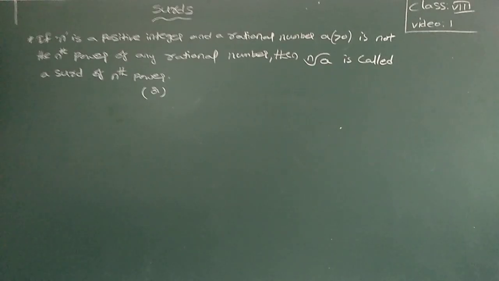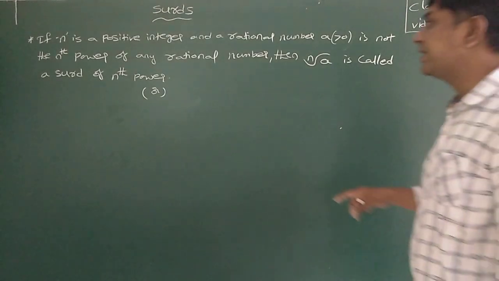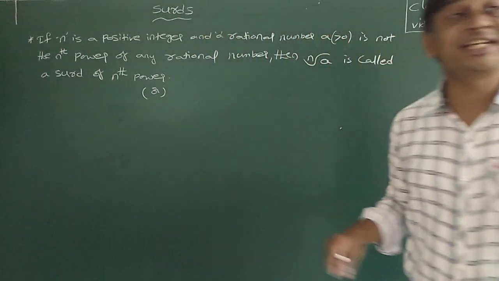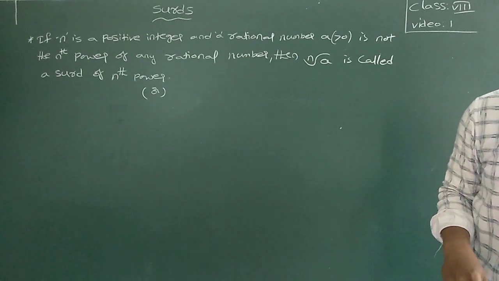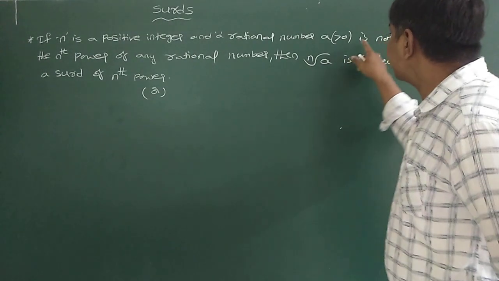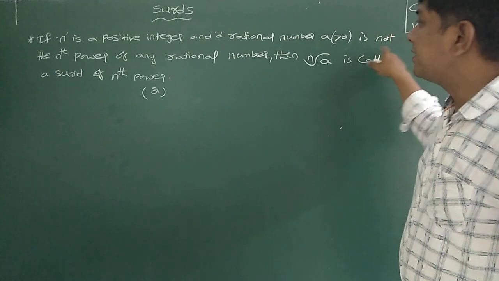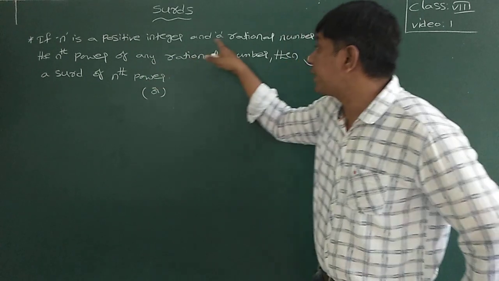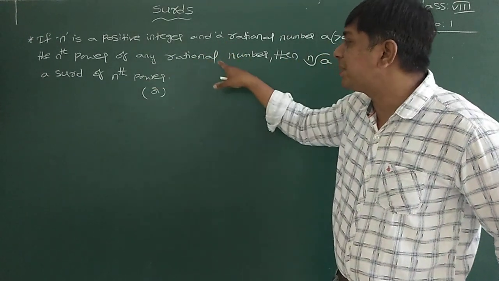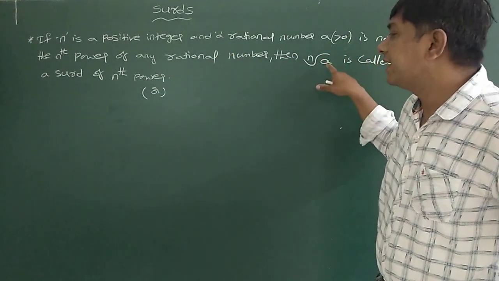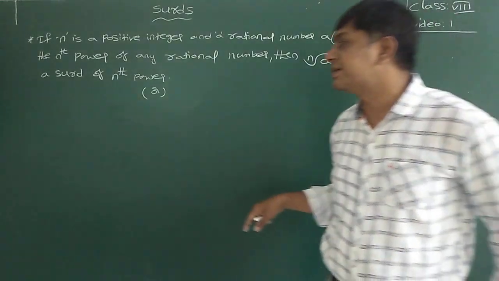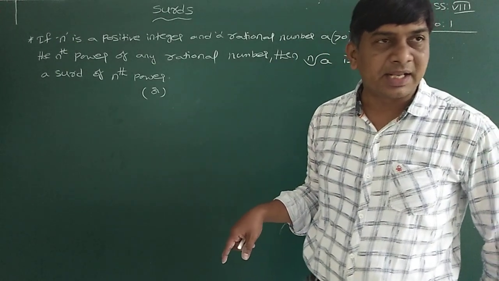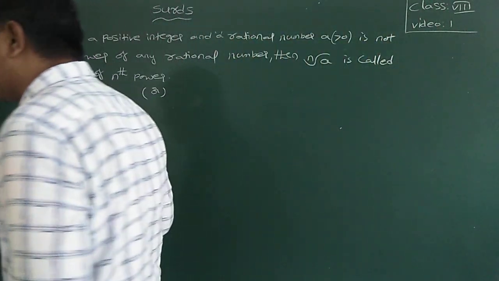This is your definition. If n is a positive integer and a is a rational number greater than 0, meaning a positive rational number, and a is not the nth power of any rational number, then the nth root of a is called a surd of nth power or nth order.